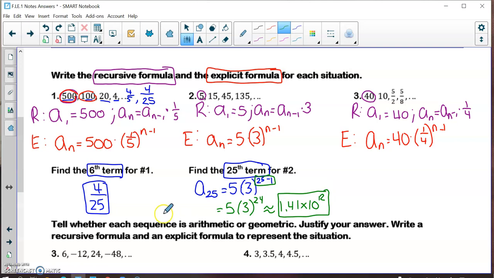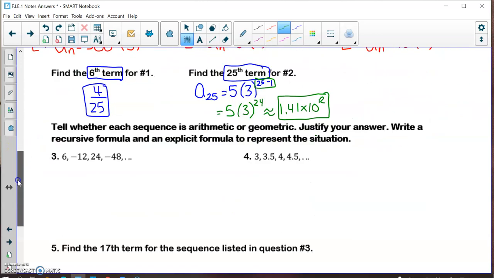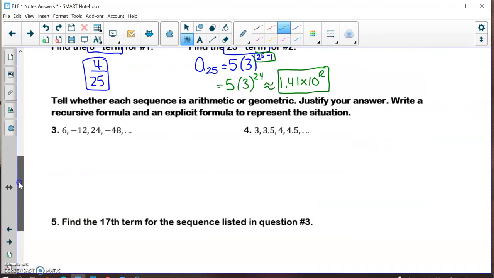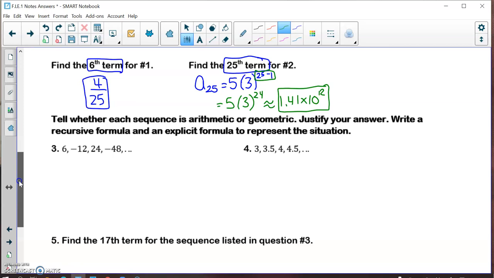All right. Now, numbers 3 and 4 state to tell whether the sequence is geometric or arithmetic, justify our answer, and write the recursive and explicit formula to represent the situation. Now, in number 3, we're multiplying by -2 every time. So this is geometric. It says to justify why it's geometric, and that's because we have a common ratio, not a common difference. And our common ratio is -2.